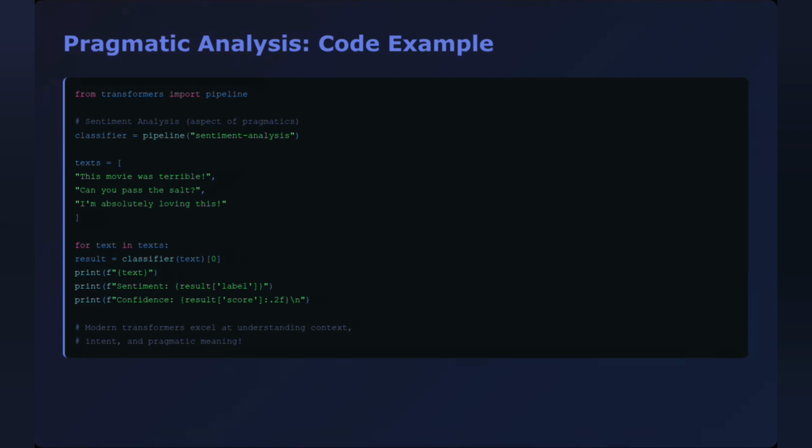Let me show you sentiment analysis as one aspect of pragmatics. Using the transformers library, we can detect sentiment and emotion, which are pragmatic features. This pre-trained model can identify whether text expresses positive or negative feelings. See how "this movie was terrible" gets negative sentiment? But "this movie was terribly good" might confuse simpler systems. Pragmatic analysis understands the overall intent. This is essential for chatbots, customer service AI, virtual assistants like Alexa or Siri, and any system that needs to respond naturally to human communication.